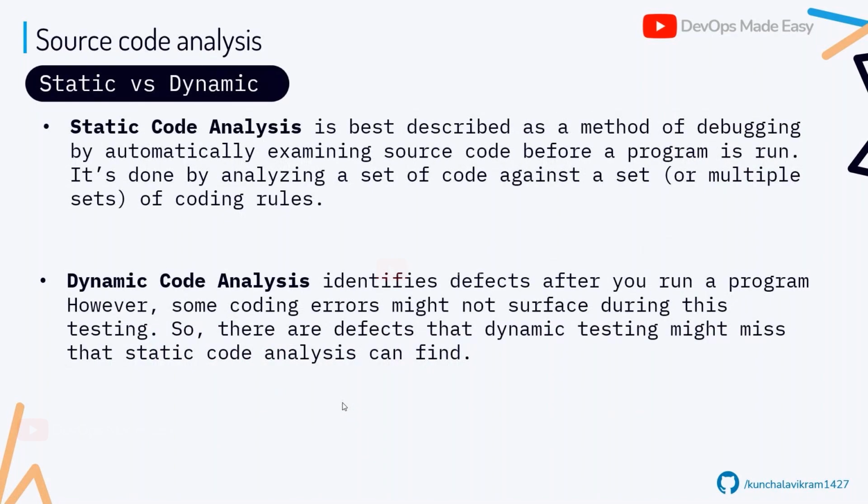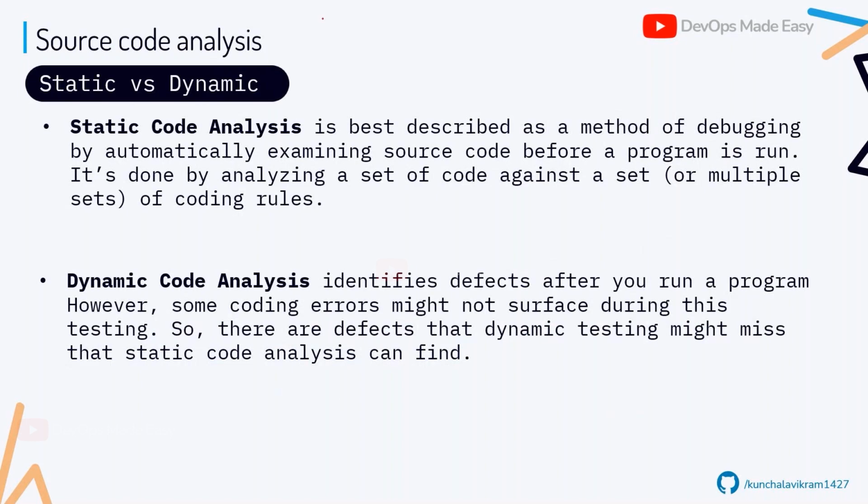Now we were talking about static code analysis. SonarQube is a static code analysis tool, right? So what is static code analysis and what is dynamic code analysis? As the name itself indicates, it is static. That means there are no moving parts. Okay, so what is the meaning of that?